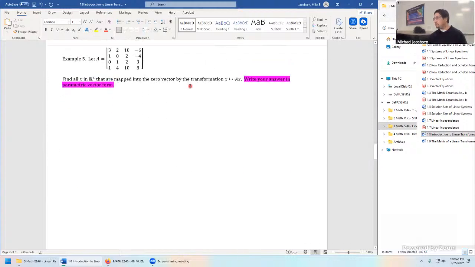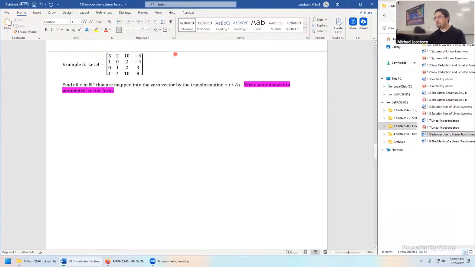Example 5 is different from before. It's more information about how we sometimes write down these transformations, a little bit more about how we work with the transformations. But maybe the big part of this example 5, and the reason I like it, is that it's a good review problem on parametric vector form for solution sets. So we have a rather large matrix on this one. I think there's a couple large ones in the homework as well, so I was motivated to bring a bigger one to class. It says find all x in R4 that are mapped into the 0 vector.